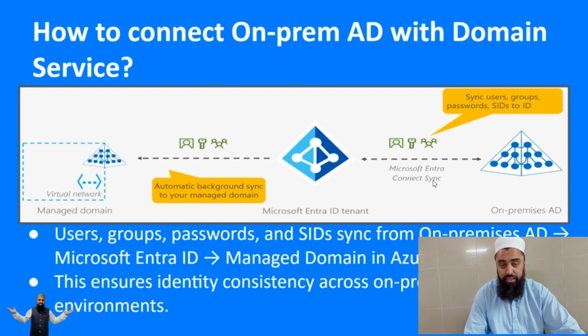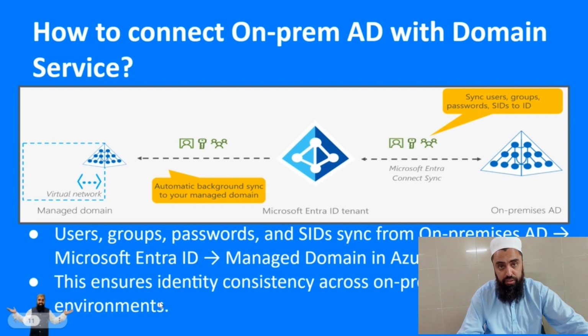With the help of Microsoft Entra Connect Sync, our information is continuously synced with Microsoft Entra ID. And now here we have this managed domain, and all information is updated here in our Azure cloud account. Now you can understand from here that we have users, groups, passwords, and IDs that are continuously synced with Microsoft Entra ID. Then Microsoft Entra ID gets all that information, and it is updated in our managed domain. It ensures identity consistency across on-prem and cloud environments.